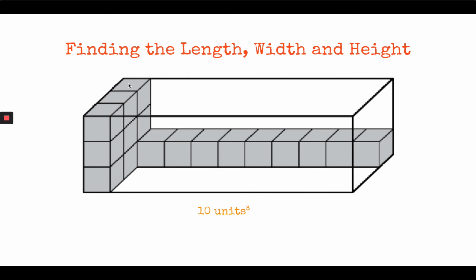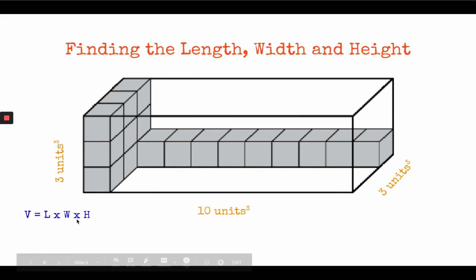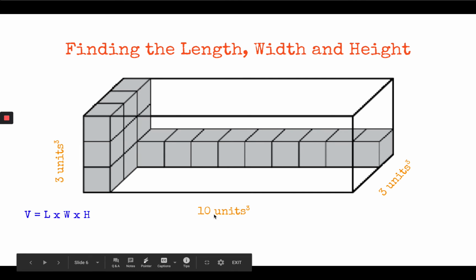Then I want to count how many I have this way and how many I have this way. And if I was to look at it, I could do it like this, 3 here and 3 here. But just know that this would be 1, 2, 3. Okay, 3 units there and 3 units there. So my problem is going to be length times width times height. 3 times 10 times 3.